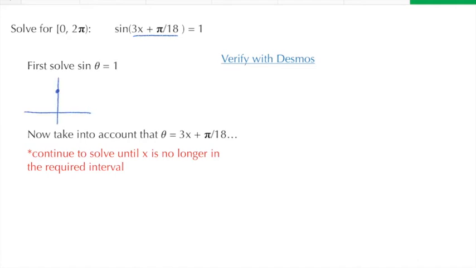On the unit circle, I'd be placed at (0, 1) for sine to equal a value of 1, and that would mean we're working with a solution of pi over 2. Now we bring into play the fact that theta is really equal to 3x plus pi over 18 in this equation. So I'm going to set that argument equal to pi over 2 and solve for x.